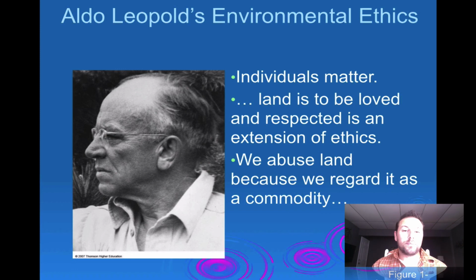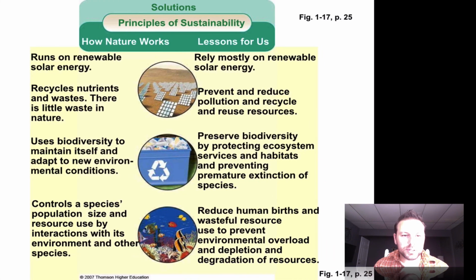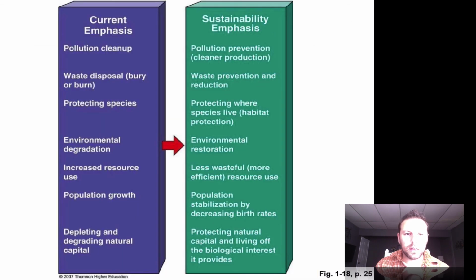Aldo Leopold, born in the late 1800s, is probably the father of the environmental movement, or really just the environment in general. Individuals matter. We have the ability to make changes. We should love our land, respect it, because it's really what we come from. And we abuse land because we regard it as a commodity. We think of it as something useful to us. These are some of the things that he said. And these are just some principles of sustainability. This is just like that previous diagram that we looked at, and what we can look at now is how we can make them sustainable.